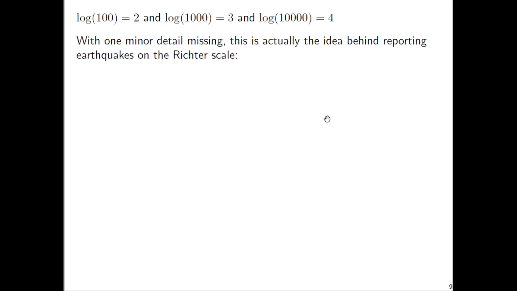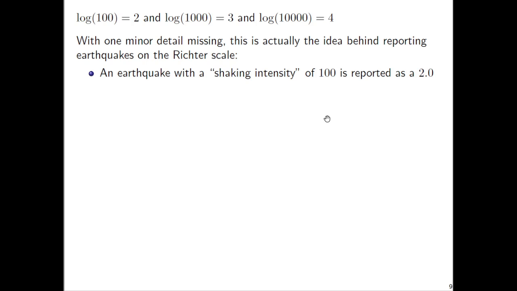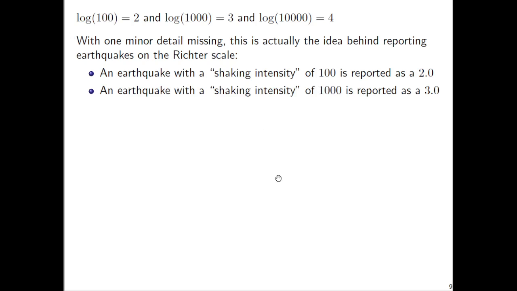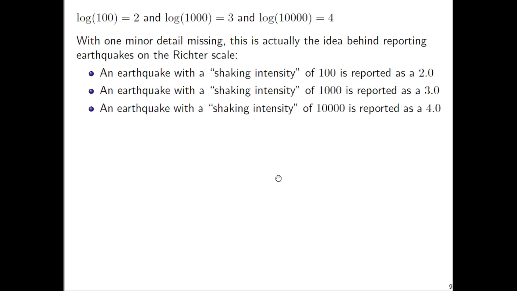Now, with one minor detail missing above, this is basically the idea behind reporting earthquakes on the Richter scale. So an earthquake with a shaking intensity of 100 is reported as a 2.0 earthquake, an earthquake with a shaking intensity of 1000 is reported as a 3.0, and an earthquake with a shaking intensity of 10,000 is reported as a 4.0.